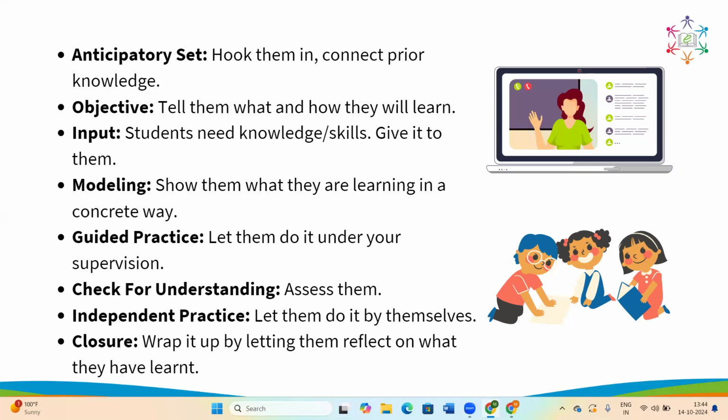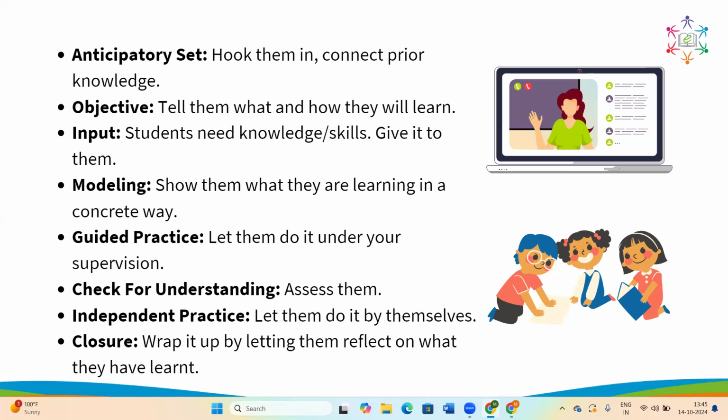Then comes the check for understanding. So, throughout the lesson, we need to continually check if students are grasping the material. This can be done through questions, quick assessments, or observations. Then comes the independent practice, where the students finally apply what they have learned independently. This is where they practice the skill or the concept on their own, demonstrating their understanding. Then comes the last step, which is the closure step, where you wrap it up by letting them reflect on what the students have learned.